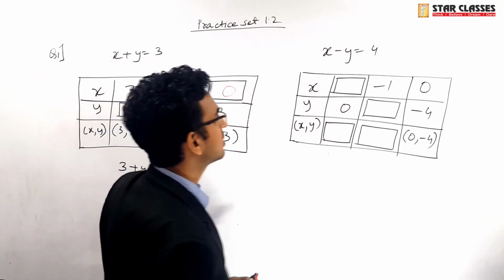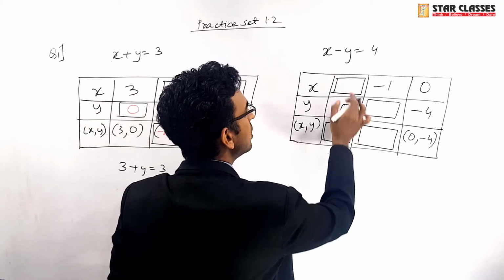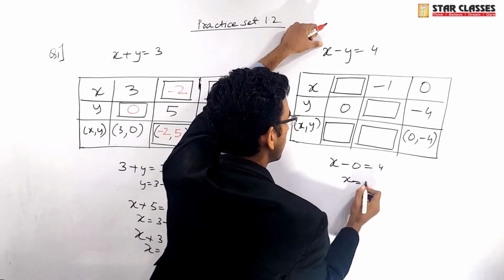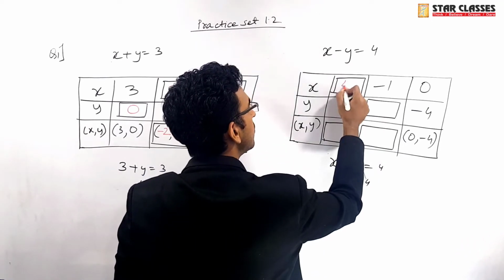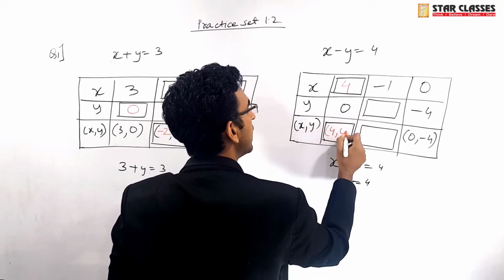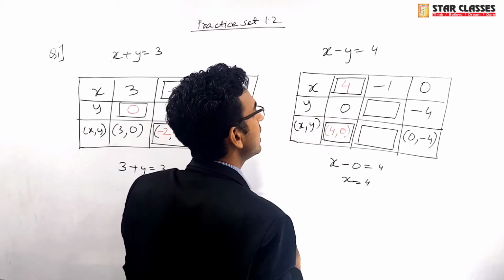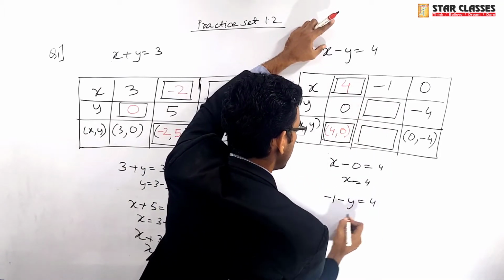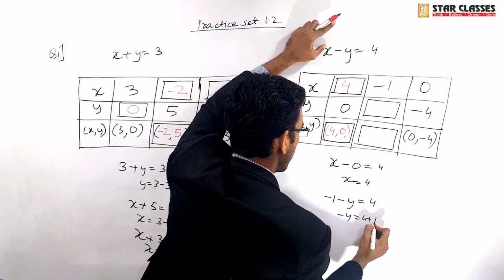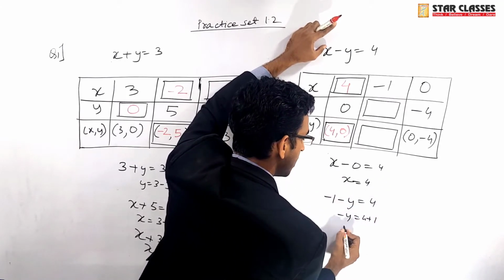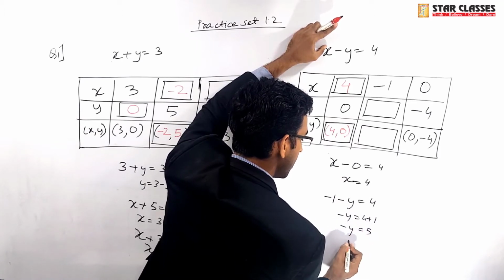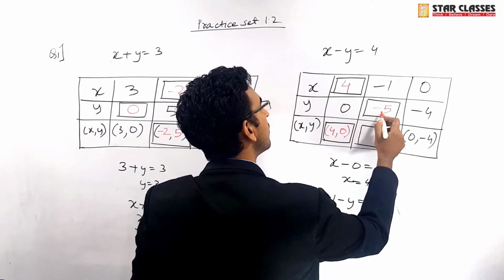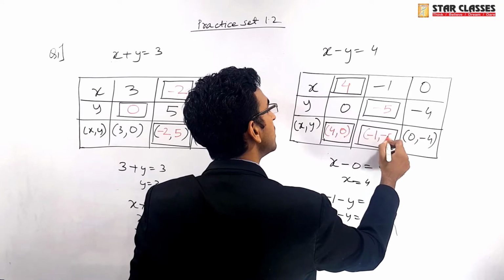Now let us solve the next table. Here y is given 0. So x minus 0 is equal to 4. This becomes x equal to 4. So x will become 4. So this will become 4 and 0. Okay. Now here x is given as minus 1. So minus 1 minus y is equal to 4. So minus y is equal to 4 plus 1. Minus 1 goes that side, it becomes plus 1. So minus y is equal to 5. Y becomes minus 5. So the values will be minus 1 and minus 5.